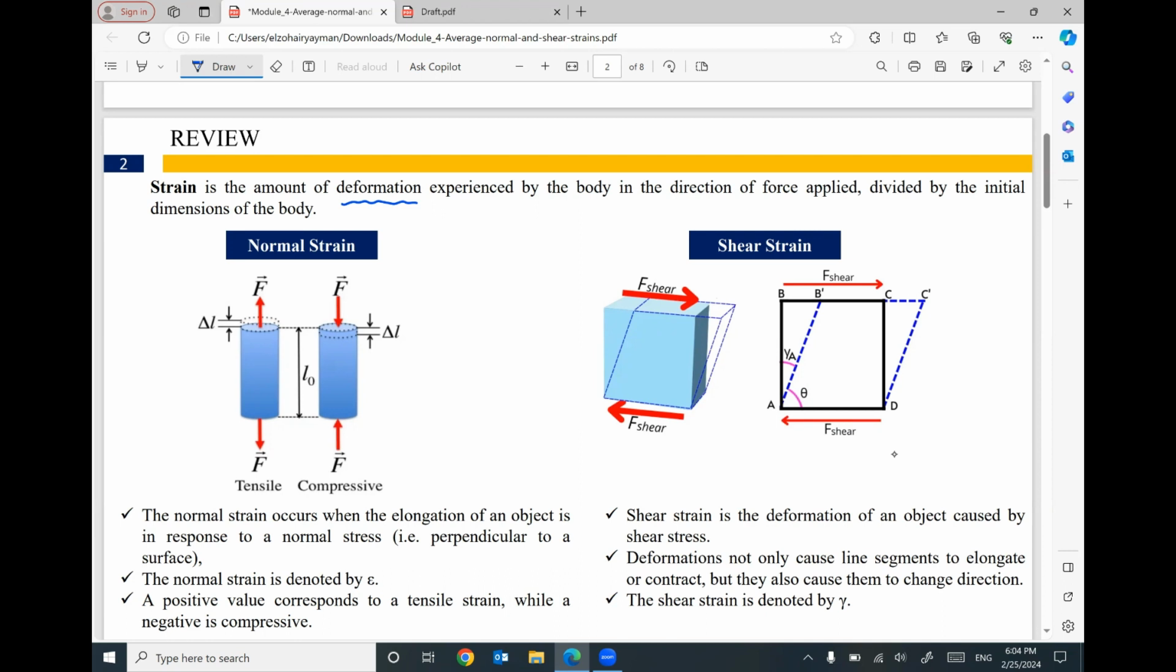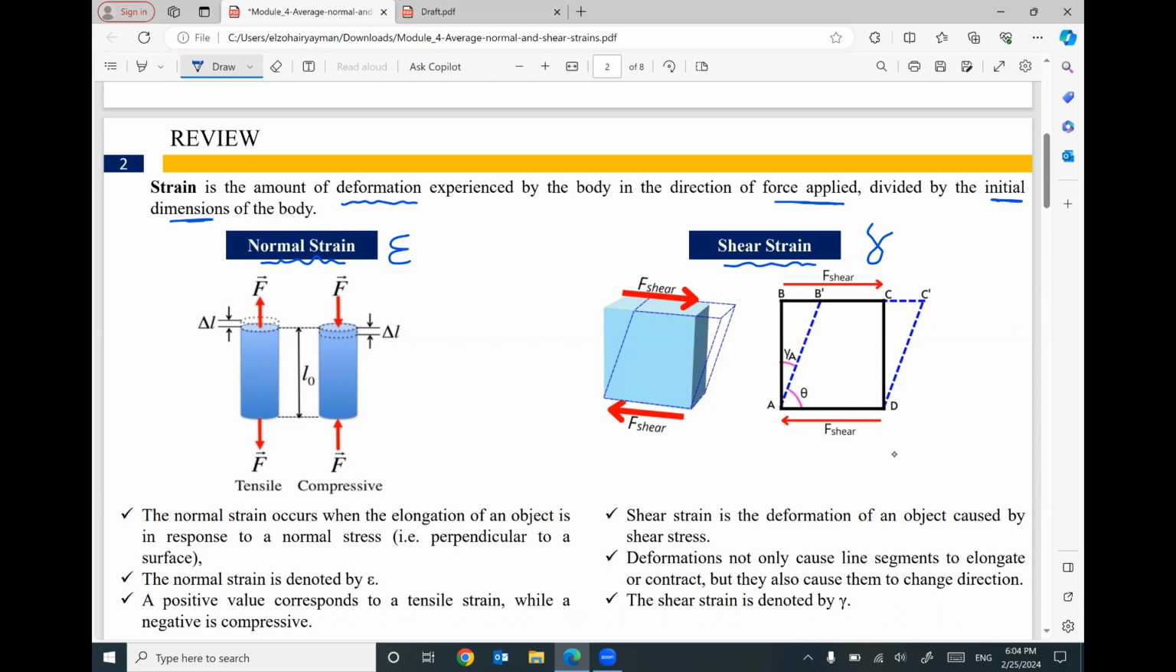So strain is the amount of deformation experienced by the body in the direction of force applied, divided by the initial dimensions of the body. So we have new deformation relative to the original dimensions. We have two types of strains. We have normal strain denoted by epsilon, and we have shear strain denoted by gamma.